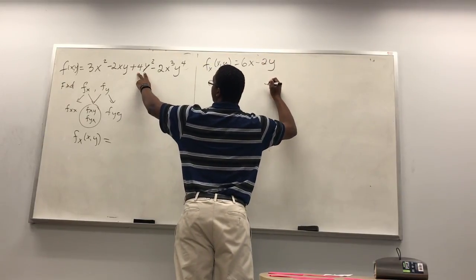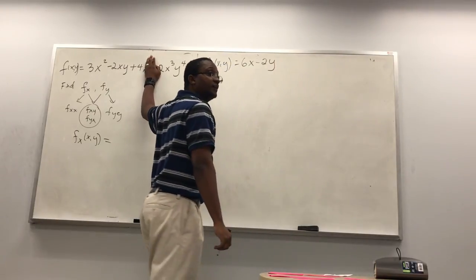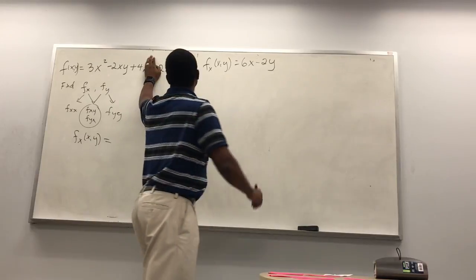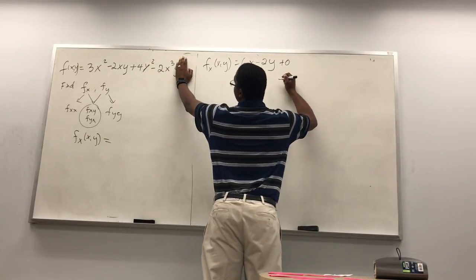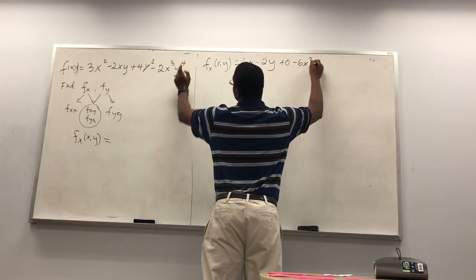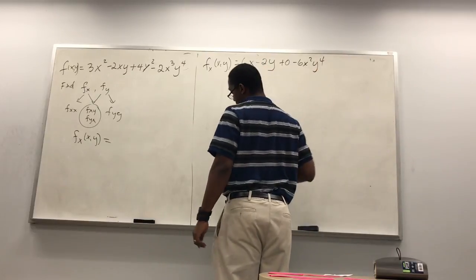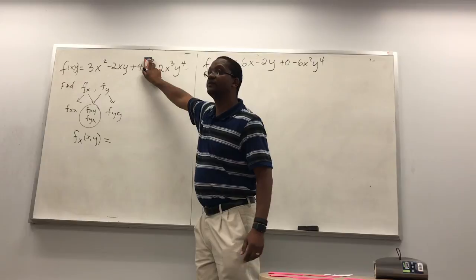The derivative of 4, cover the y. What's the derivative of 4? Derivative of 4 is 0, and so this becomes 0. And then the derivative of this right here will be minus 6x squared, and then I bring down the y to the 4th. How do you get 0 again? I cover up the y. What's the derivative of 4?